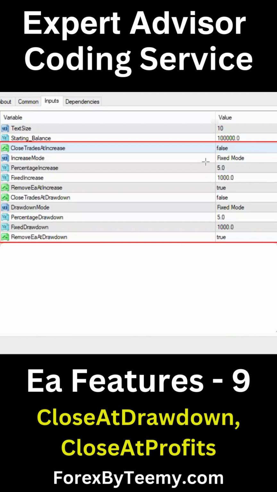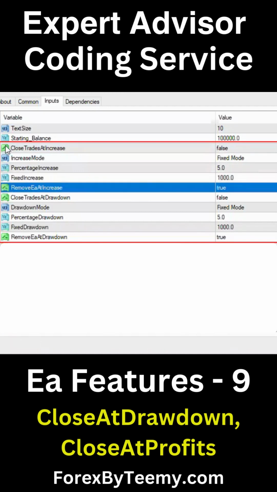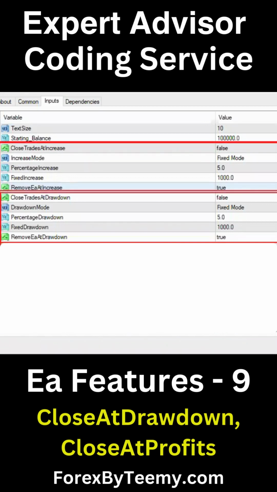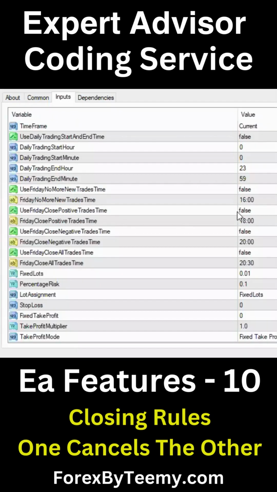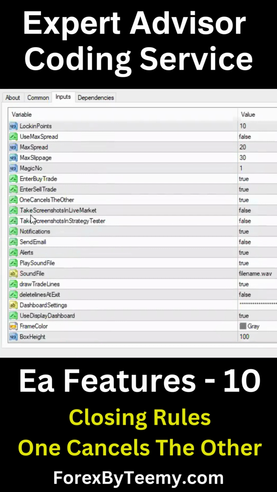Another rule some clients might want is to close trades when there's an increase, true or false. Increase mode is when there's an increase in the balance, either percentage mode or fixed mode, and you also have the increment. This is percentage mode, and not fixed mode, this is the amount. So you want the EA to act once there's an increase. This part is just a reverse of this one: one being for profits, one being for losses.